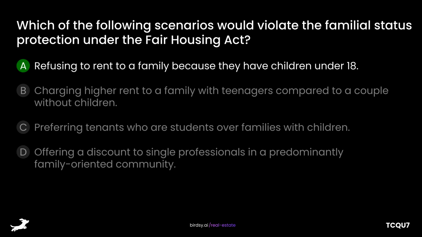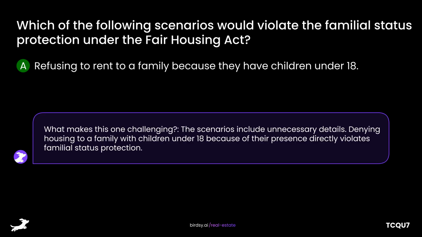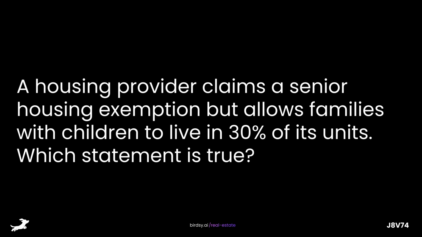The answer is A, refusing to rent to a family because they have children under 18. What makes this one challenging? The scenarios include unnecessary details. Denying housing to a family with children under 18 because of their presence directly violates familial status protection. A housing provider claims a senior housing exemption but allows families with children to live in 30% of its units.